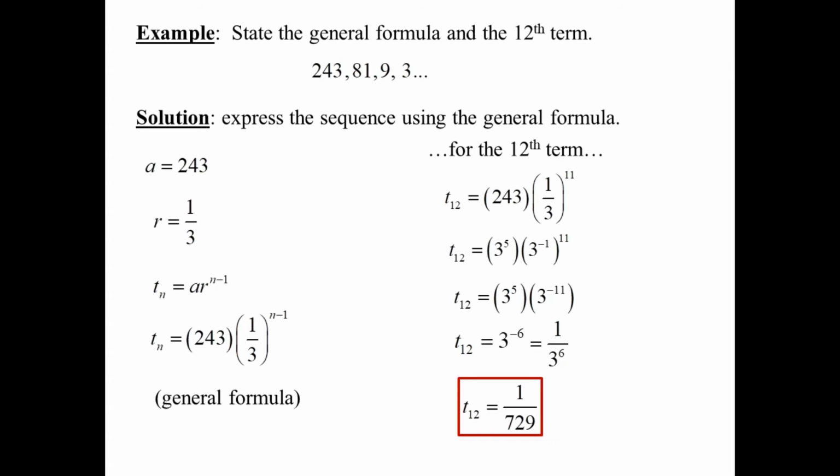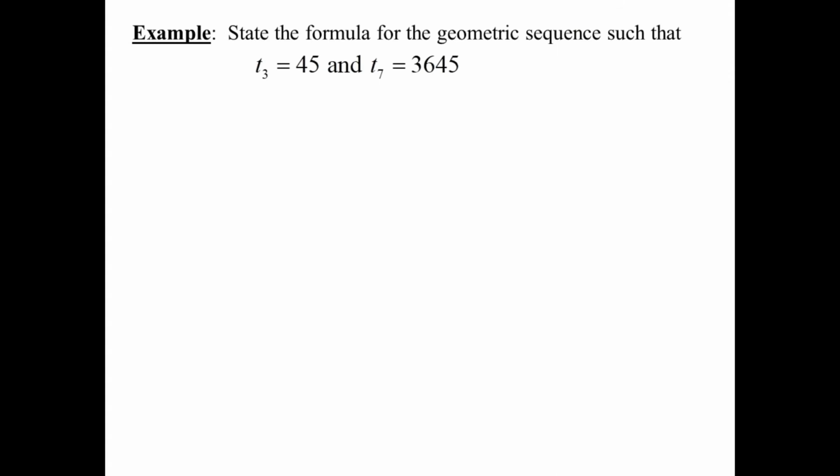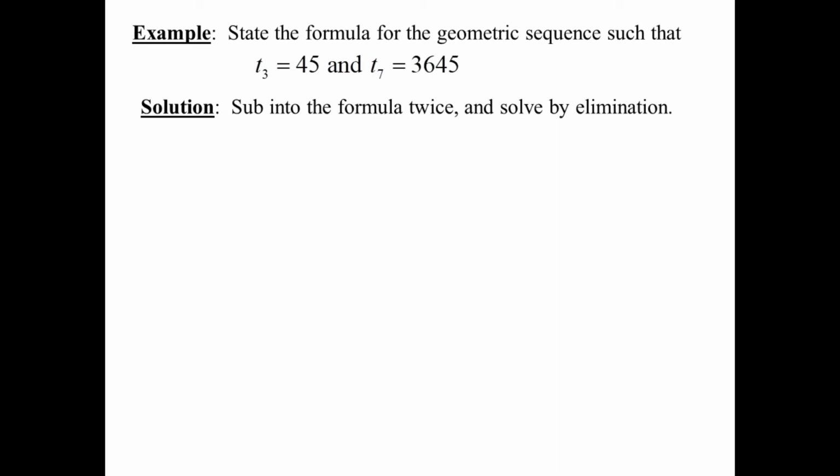Let's do another example. State the formula for the geometric sequence such that t sub 3 is 45 and t sub 7 is 3645. Solution: sub into the formula twice and solve by elimination.